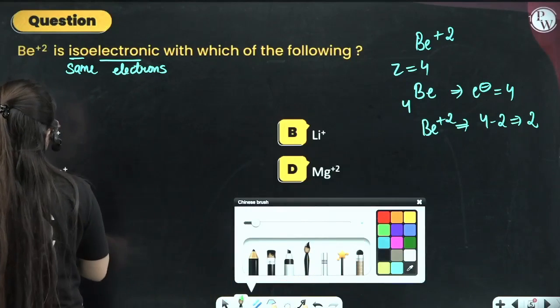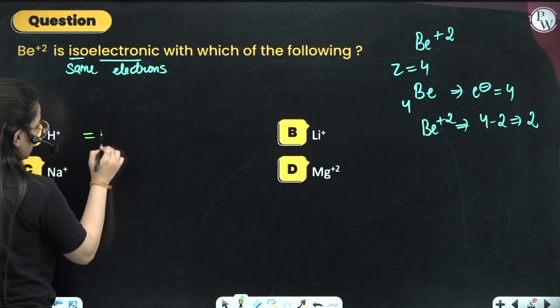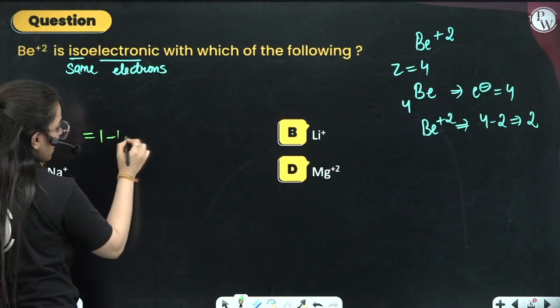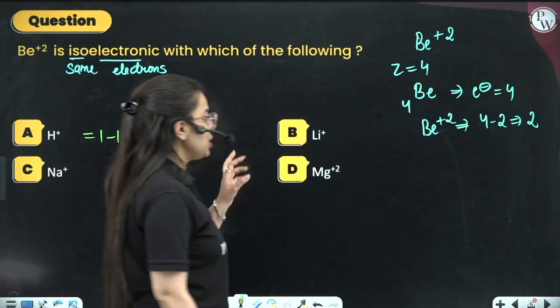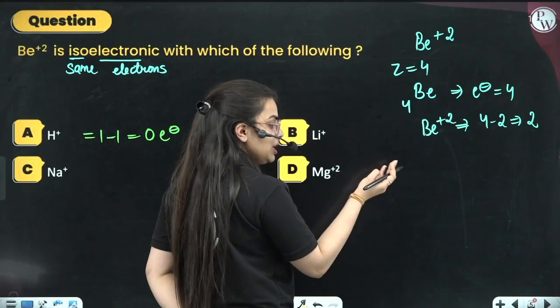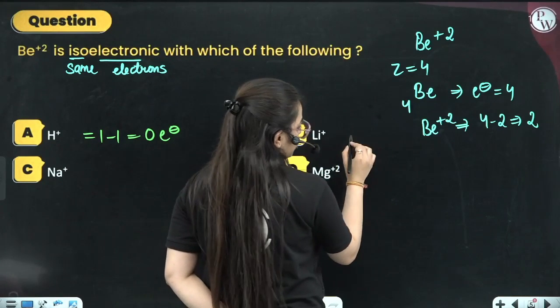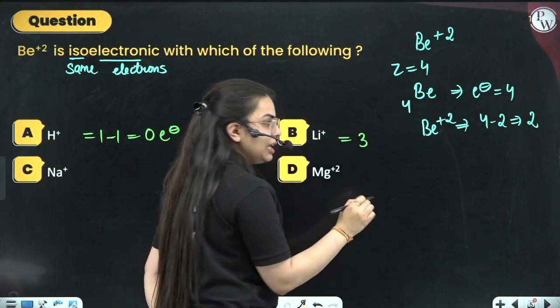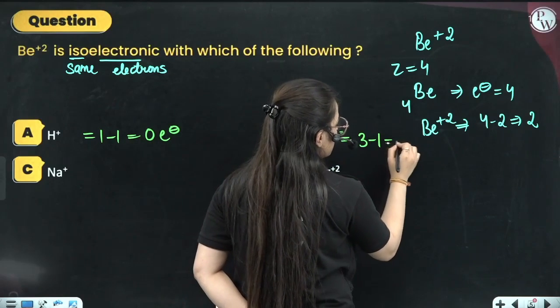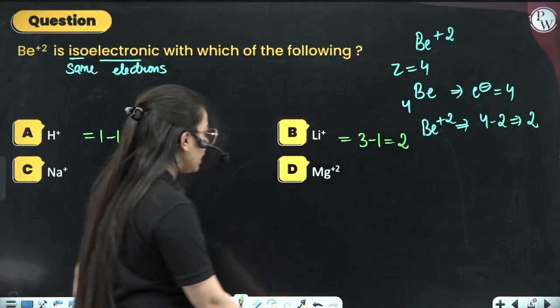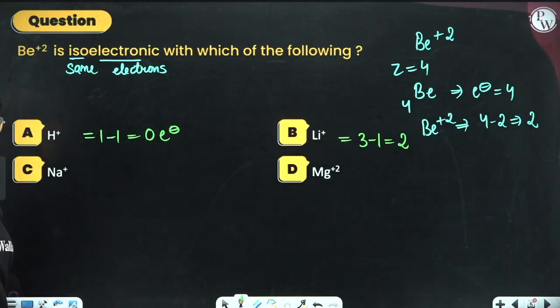Okay, so one by one we are going to see. If I look at H positive, hydrogen has an atomic number 1, but if it is written plus 1, we are going to subtract 1. We are going to get 0 electrons over here. Now let us talk about the B option, Li positive. Hydrogen, helium, lithium, 3. So lithium has an atomic number 3. That means total electrons 3 for a neutral species. But if it is plus 1 written over here, we are going to subtract and we are going to get 2.